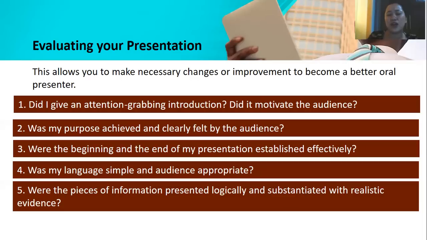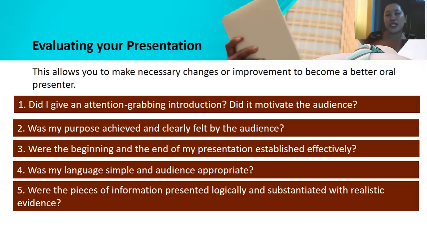So you have to use simpler language. The simpler, the better. But there are also some cases where what is simple to us may not be simple to others. But anyway, just be simple in terms of language usage. Do not seek synonyms or highfalutin words. Number five, were the pieces of information presented logically and substantiated with realistic evidence?